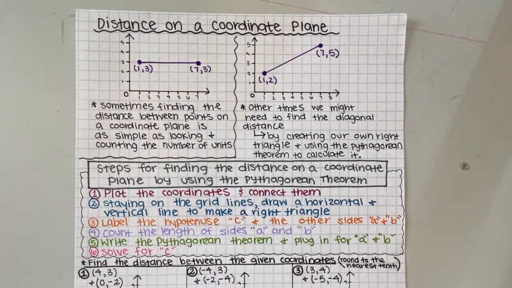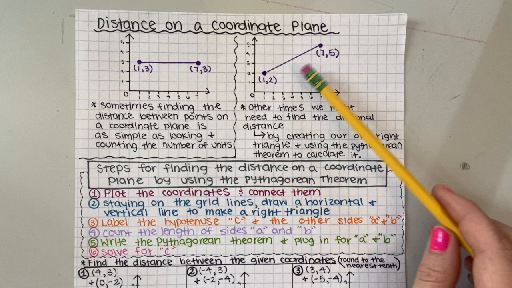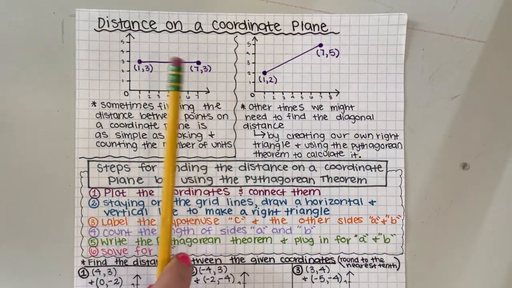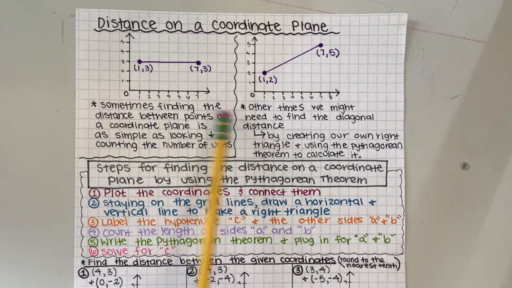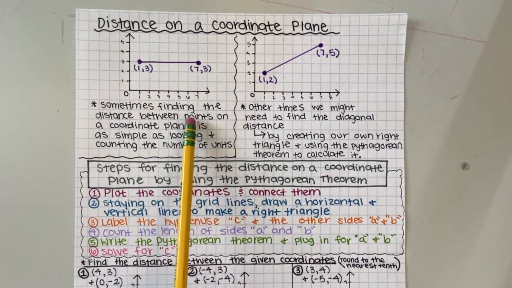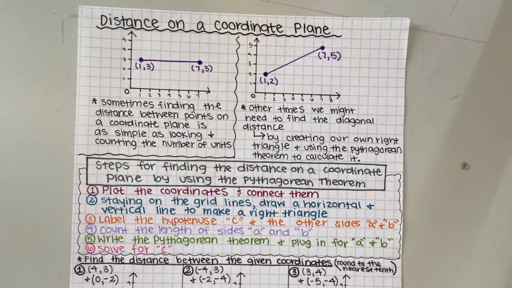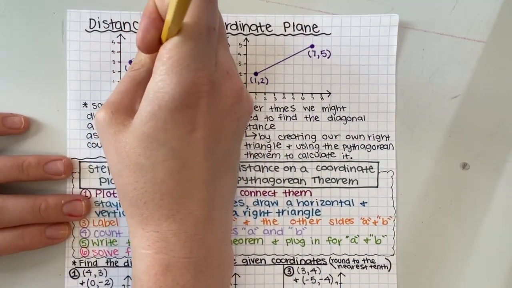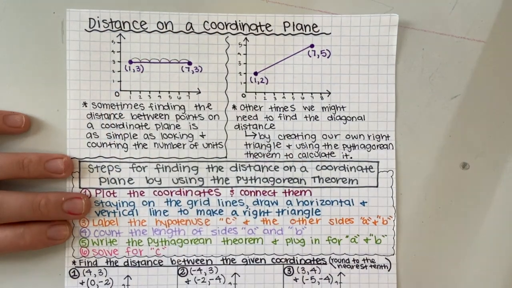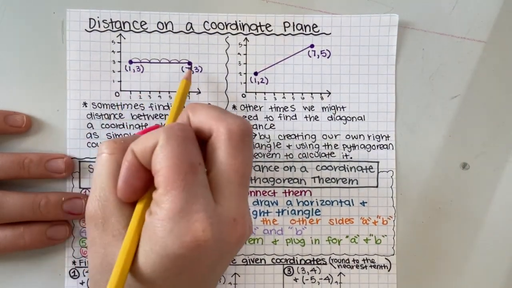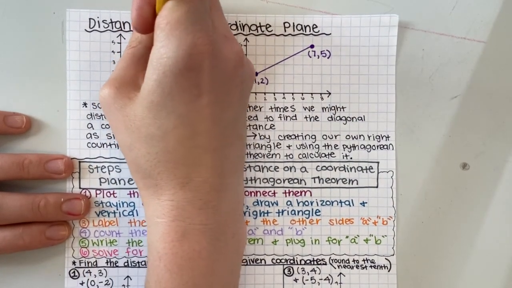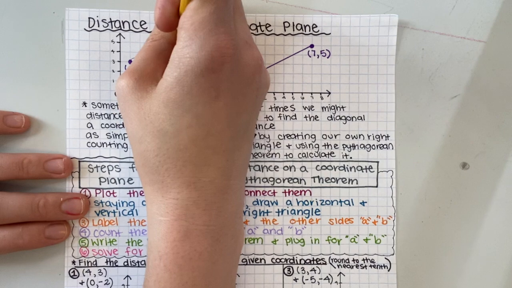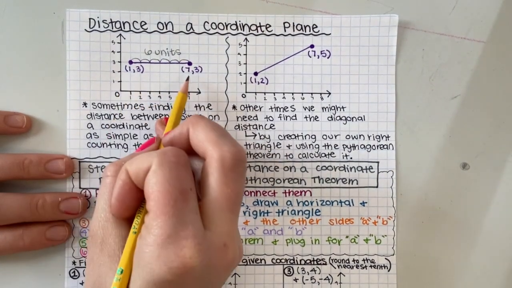The Pythagorean theorem can also be used to find the distance between two coordinates on a coordinate plane that are at a diagonal rather than exactly on the grid lines. So in this example, we can see that sometimes finding the distance between points on a coordinate plane is as simple as looking and counting the number of units. So in this case, we know that the distance between these two points is 6 units because it's exactly 6 blocks from the coordinate (1, 3) to the coordinate (7, 3).